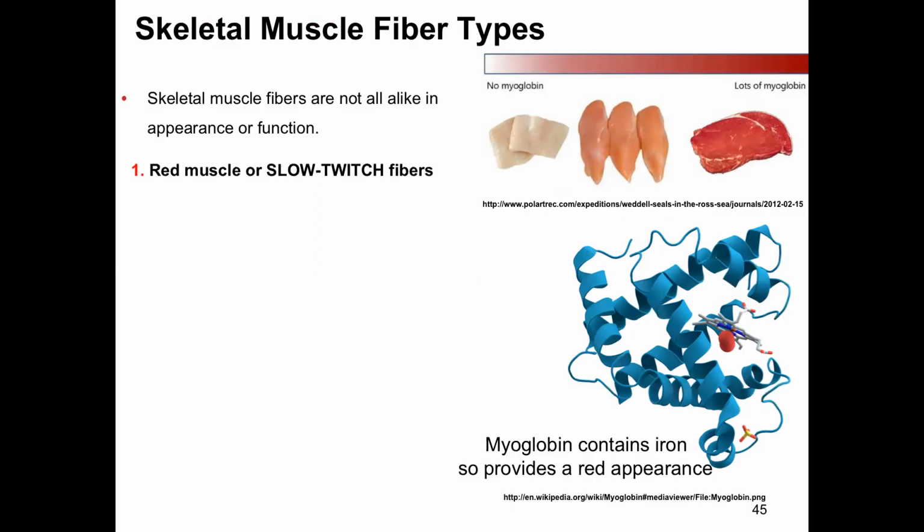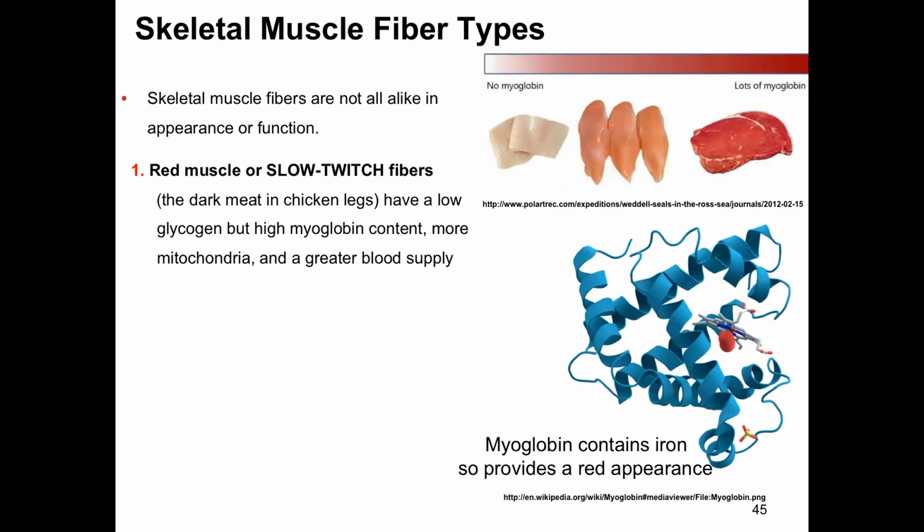So why is that? Well, we've got red muscle. That is what we call slow twitch fibers. Red muscle, or slow twitch fibers, like the dark meat in chicken or turkey, has a low glycogen content. On page 8 I have a compare and contrast of slow and fast twitch. So we have a low glycogen content, but a high myoglobin content.